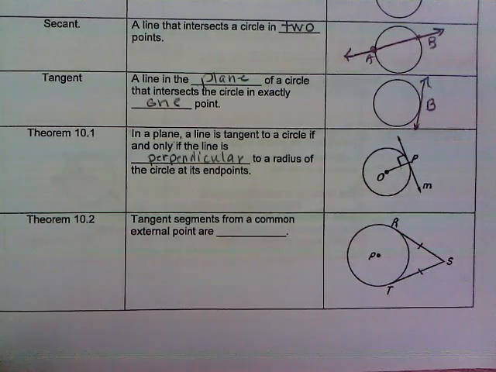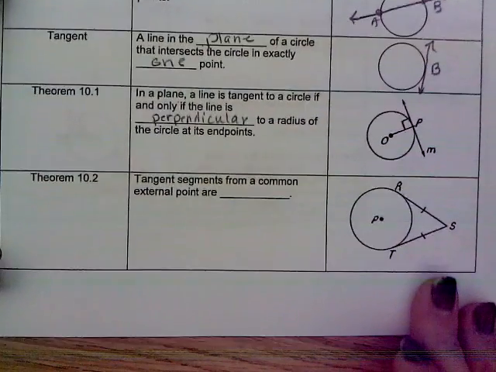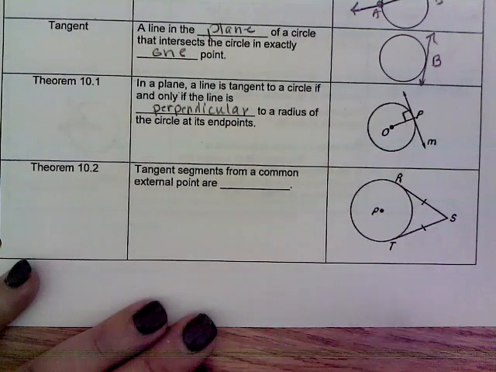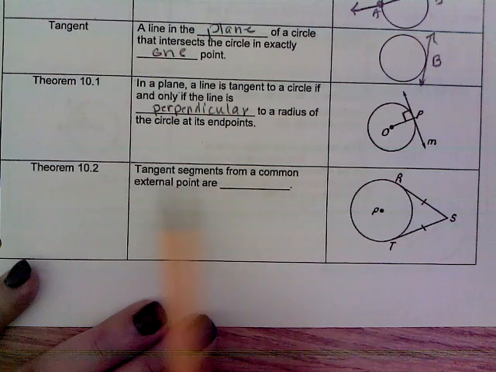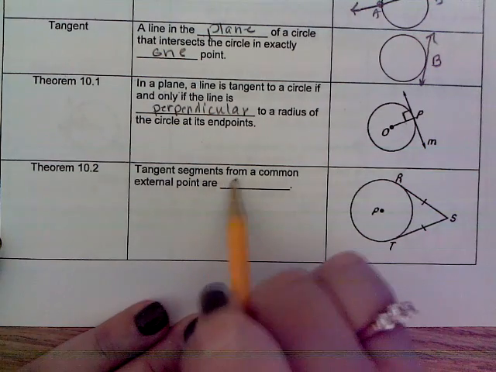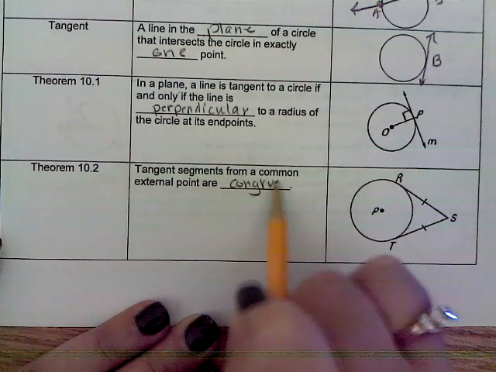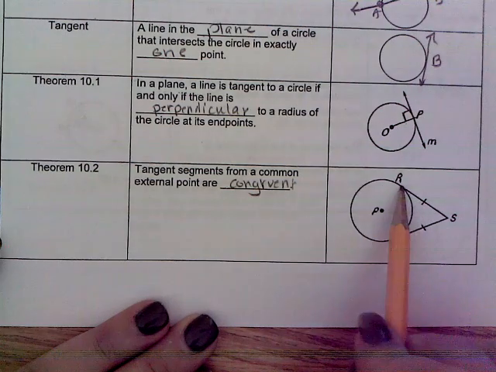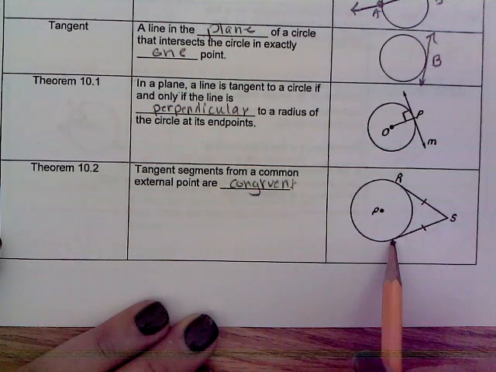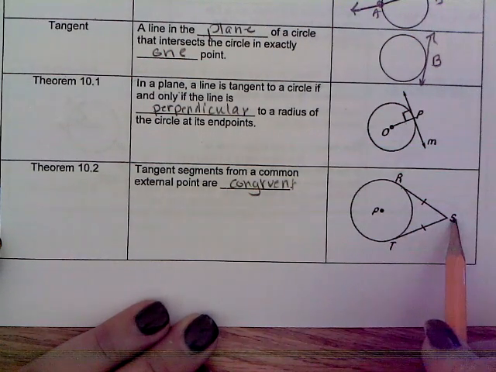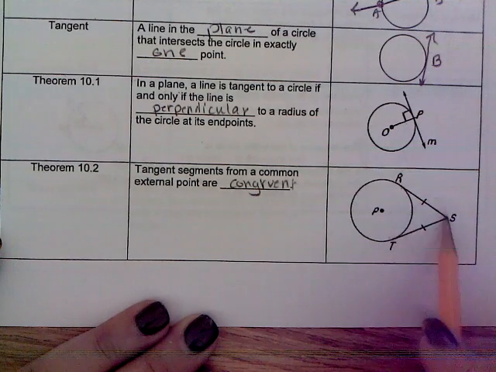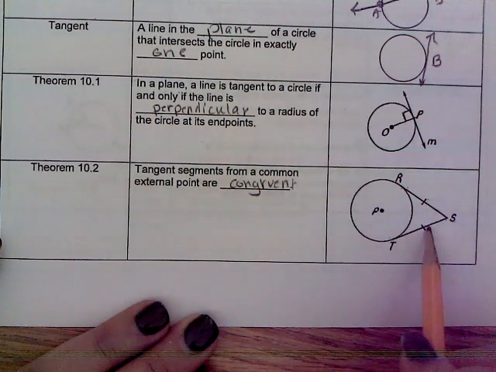With my tangent as well, tangent segments from a common external point are congruent. This is important. It's saying that R is a tangent, T is a tangent. I have this external point S. The two segments from the tangent points to the external point are congruent to each other.